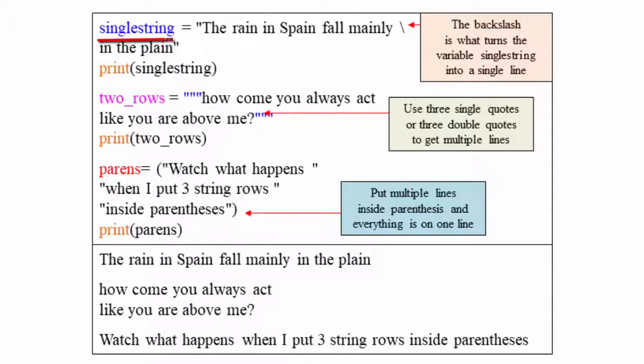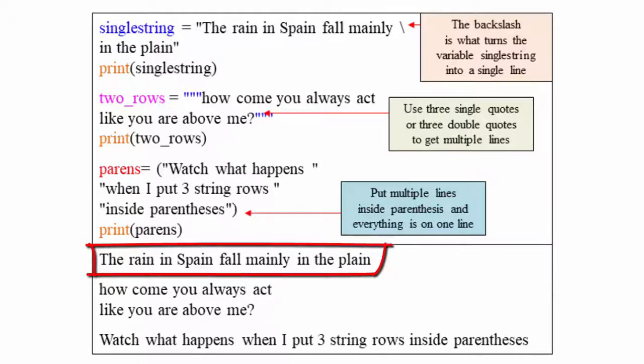Watch and learn. I'm going to call this single string because it's going to print everything on a single line. Single string equals, double quotes, the rain in Spain fall mainly, now watch, I've got a backslash here, and then on the next line I say in the plain. Print single string, and it's all going to be on one line. It's the backslash that turns the variable single string into a single line.